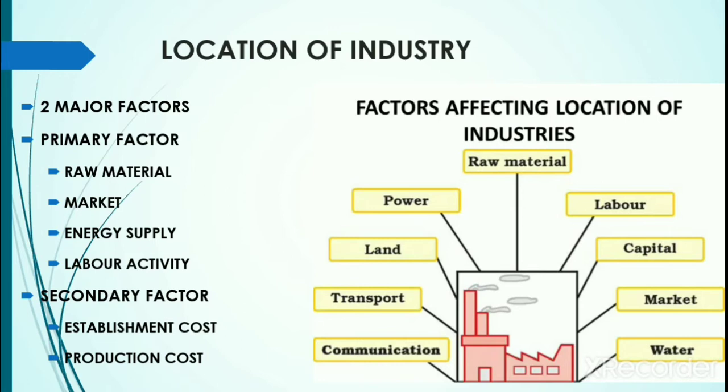What determines the location of the iron and steel industry? At least two sets of factors are responsible for the location of the iron and steel industry: the primary factor and the secondary factor. The primary factor is the most important one, which includes the availability of raw material, market, energy supply or power supply, and the labor facility. The second type of factor can be regarded as a survival factor. It includes the establishment cost and the production cost.